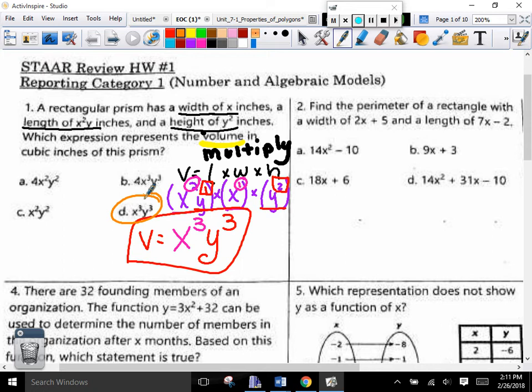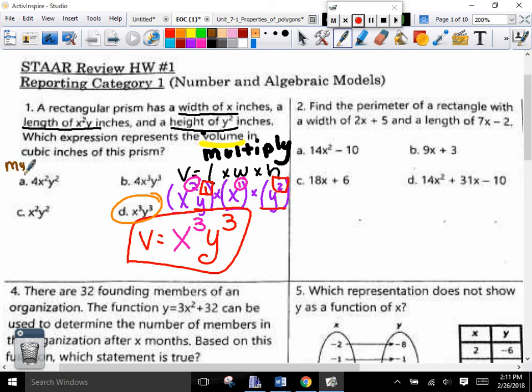Now remember, if you guys are working on your packet, I do not want you to just circle the answer. You must explain why the other answers are incorrect. So for letter A, it would not be my answer because x does not have an exponent of 3, y does not have an exponent of 3, and my volume should not include a number 4. So I am going to write that as my explanation for it being incorrect.